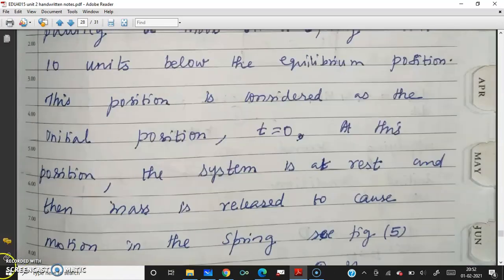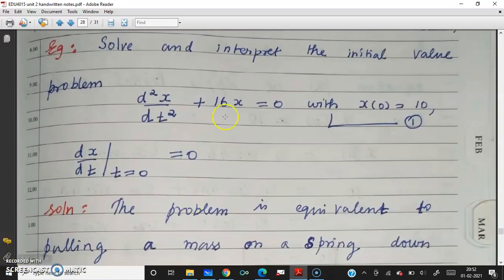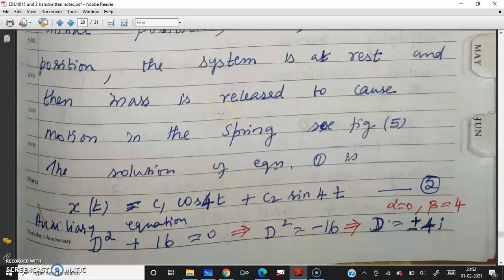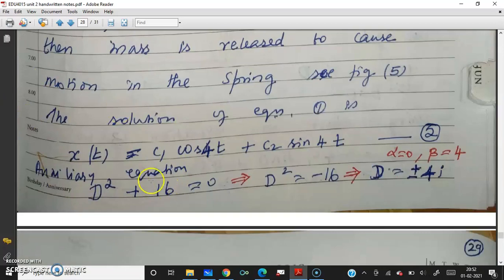Now the solution of this differential equation is what? Normal differential equation, D square plus 16. D equal to square root of minus 16, that is plus or minus 4i, alpha is 0, beta is 4. So using e power alpha x into c1 cos beta x plus c2 sin beta x, beta is 4, you solve the differential equation, CF you will get. So we got x of t. Auxiliary equation, I'm just showing you how I got D square plus 16. D square is minus 16, D is plus or minus 4i, alpha is 0, beta equal to 4. That is how we got the solution.